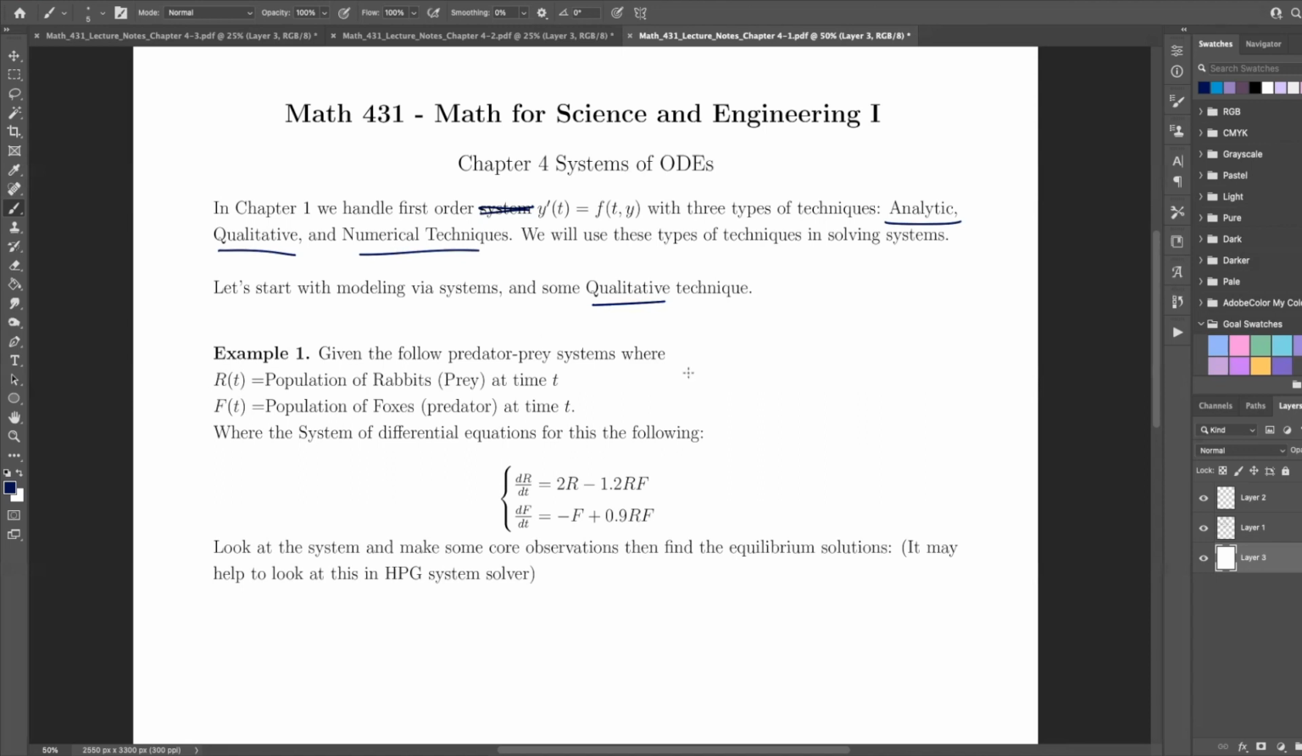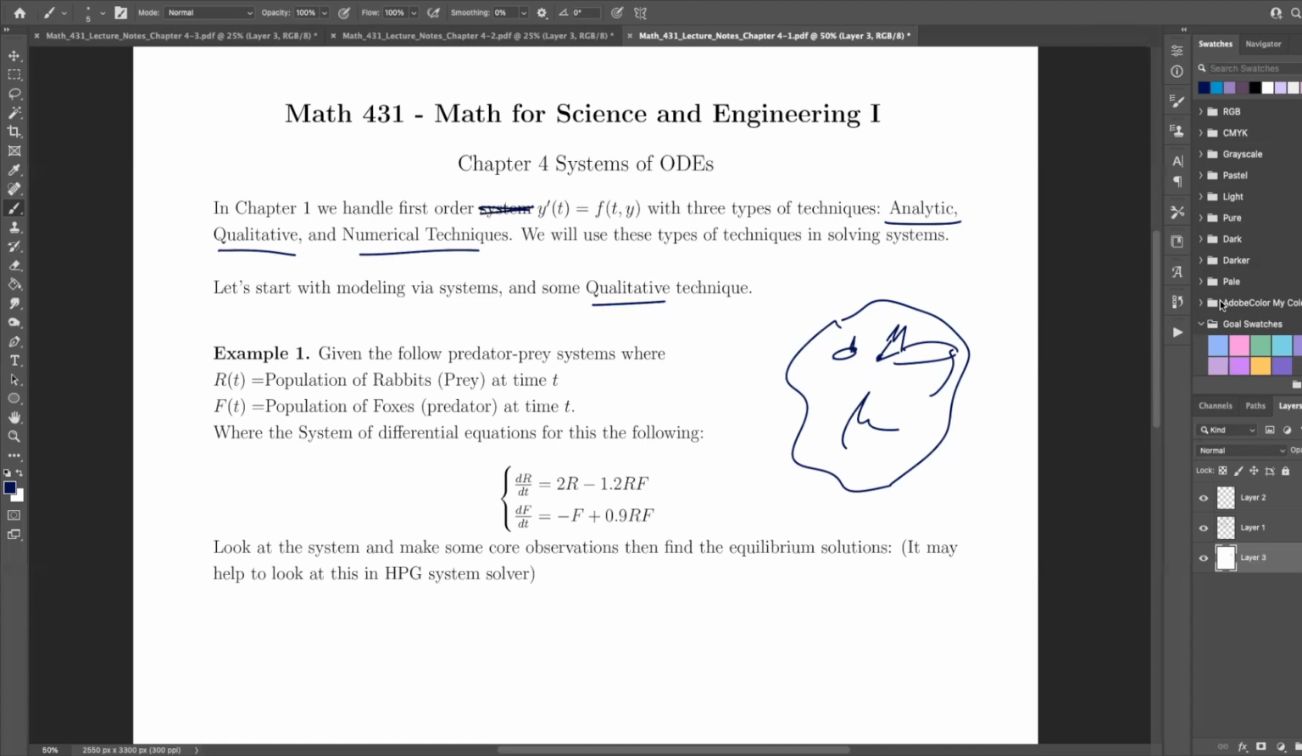So let's start with a simple system: the population of rabbits and the population of foxes. Imagine you have some island, and you have some rabbits on it, and you have some foxes on it. And let's pretend you have an infinite amount of grass, so that the rabbits can eat whatever they want.